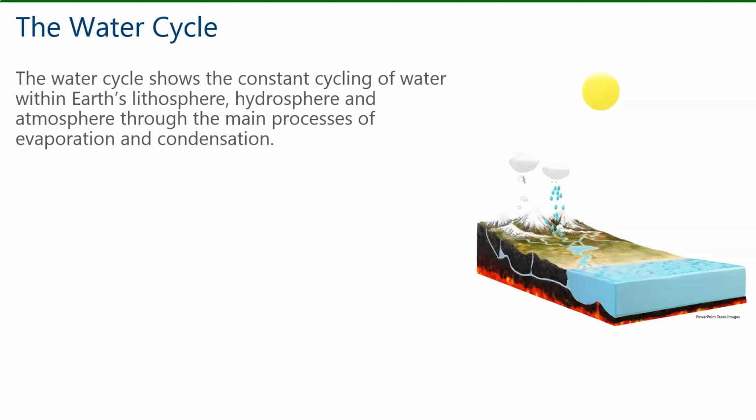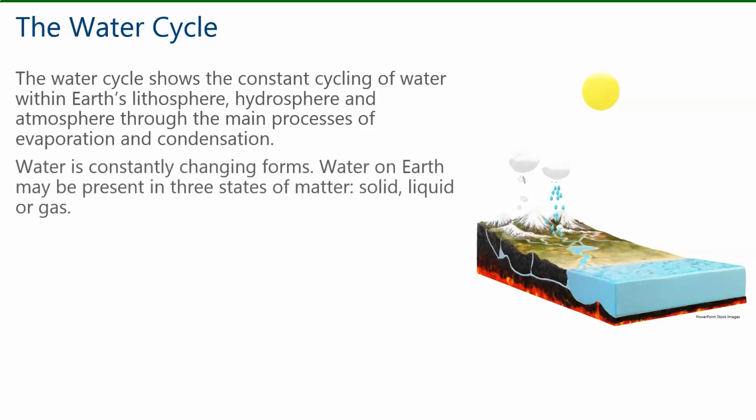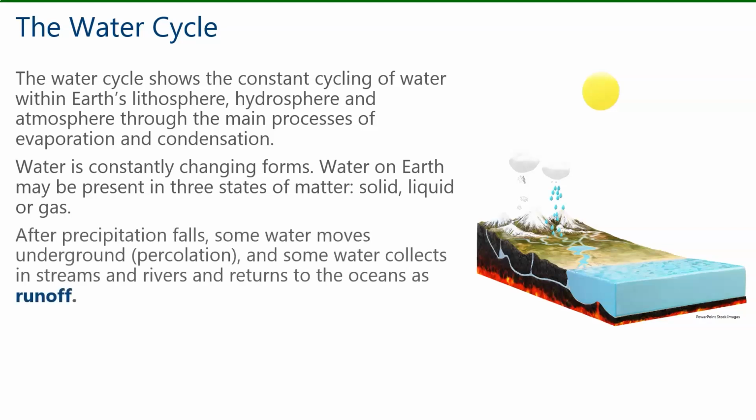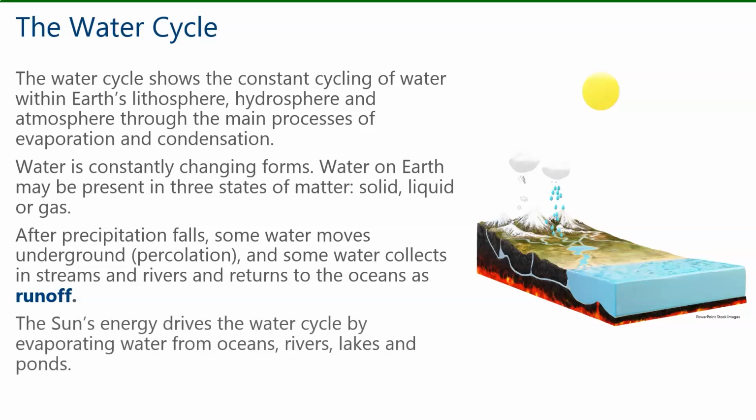The water cycle shows the constant cycling of water within Earth's lithosphere, hydrosphere, and atmosphere through the main processes of evaporation and condensation. Water is constantly changing forms. Water on Earth may be present in 3 states of matter: solid, liquid, or gas. After precipitation falls, some water moves underground, called percolation, and some water collects in streams and rivers and returns to the ocean as runoff. The sun's energy drives the water cycle by evaporating water from oceans, rivers, lakes, and ponds.